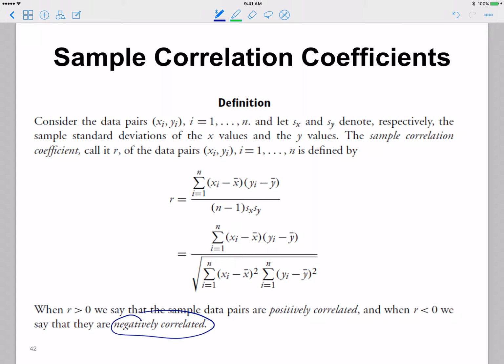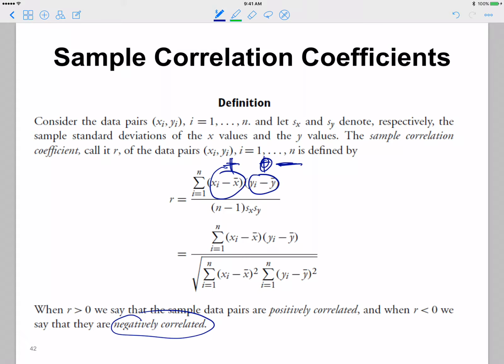So if one increases, this value will be positive with respect to its own center, and this one is also positive, which means they are increasing together, and thus it becomes a positive value when considering the multiplication of these two values, right? And if one increases and the other one decreases, then their product will be a negative value because they will have different signs.